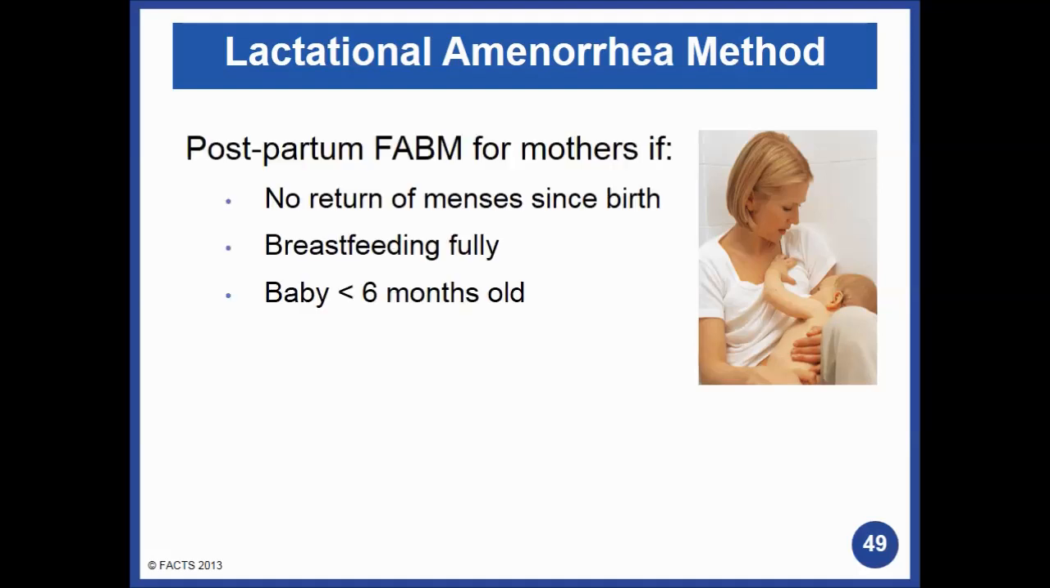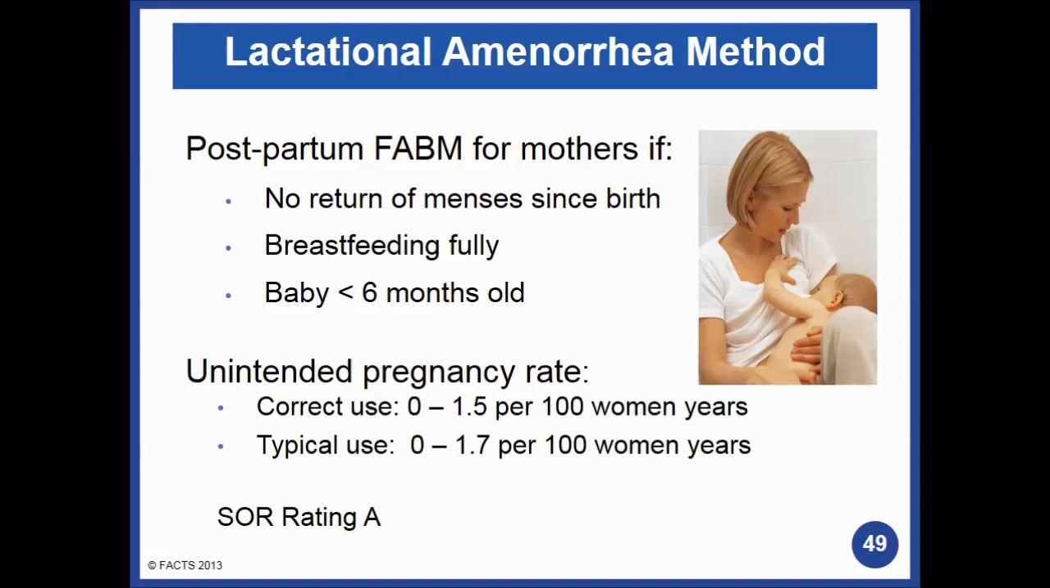Lactational amenorrhea can be applied to the woman who's postpartum and is breastfeeding, who has not had a return of menses since the birth of her child, who is breastfeeding fully, meaning not giving any solid foods or other supplements with formula, and if her infant is less than 6 months old. These effectiveness rates are also very high, less than 2% per 100 women years for unintended pregnancy. And of course, breastfeeding has numerous benefits for both mothers and babies and should be strongly supported.